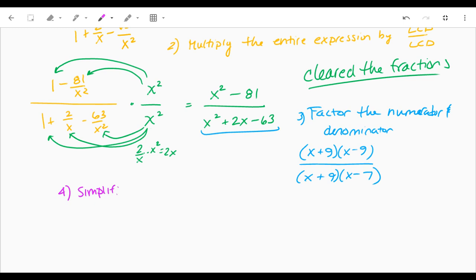So we have an x plus 9 in both the numerator and the denominator that we can cancel out. So we have x minus 9 over x minus 7, no parentheses. Okay, and that's your final answer. All right, so you're going to follow those 4 steps. Let me get another one for you to see.